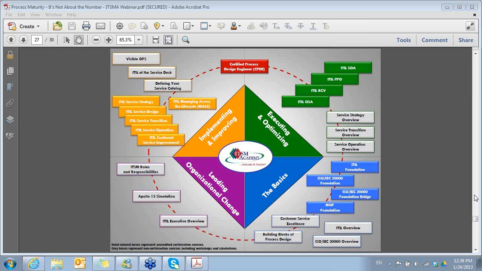I have never heard of an organization that has achieved level 5 maturity on all of the IT service management processes. ITIL has 26 processes. And if they have, I assure you it costs them a fortune to do that. It's very, very costly.